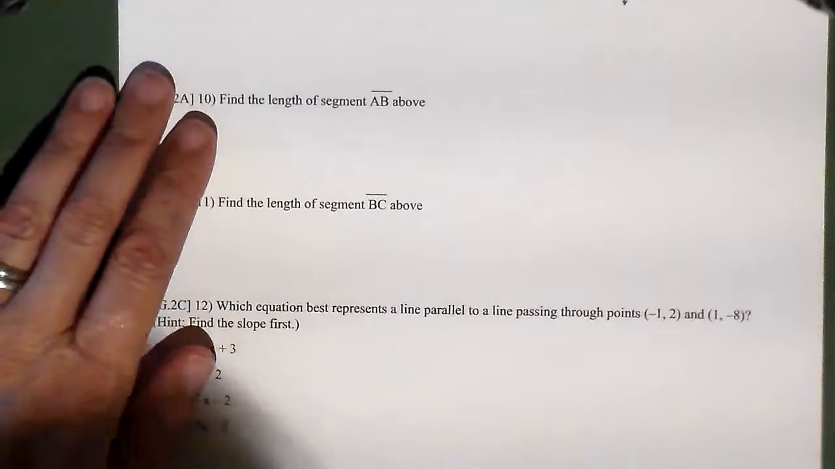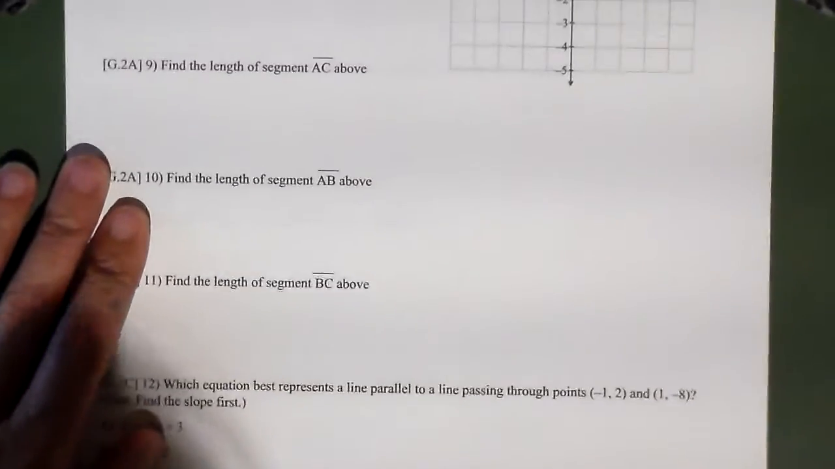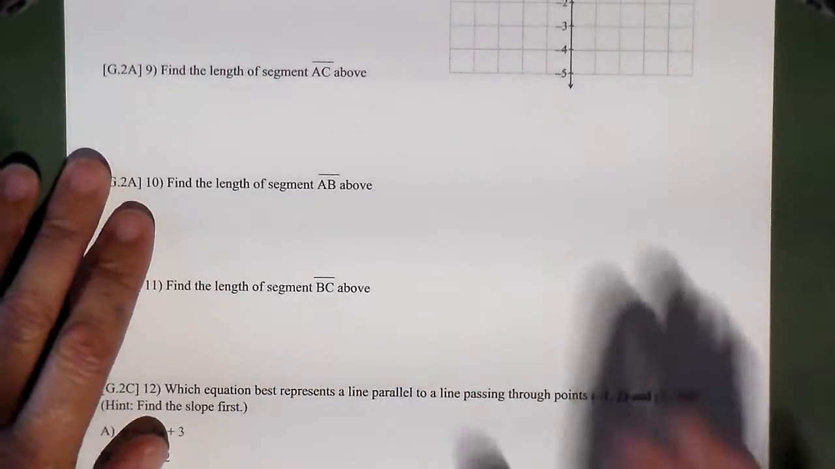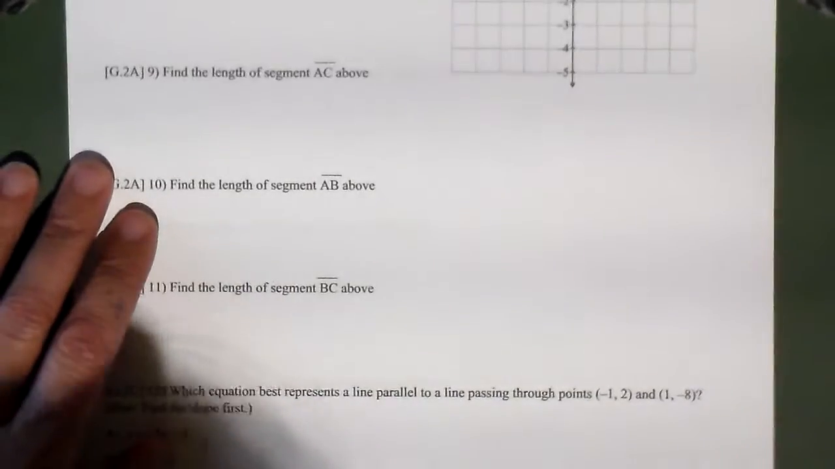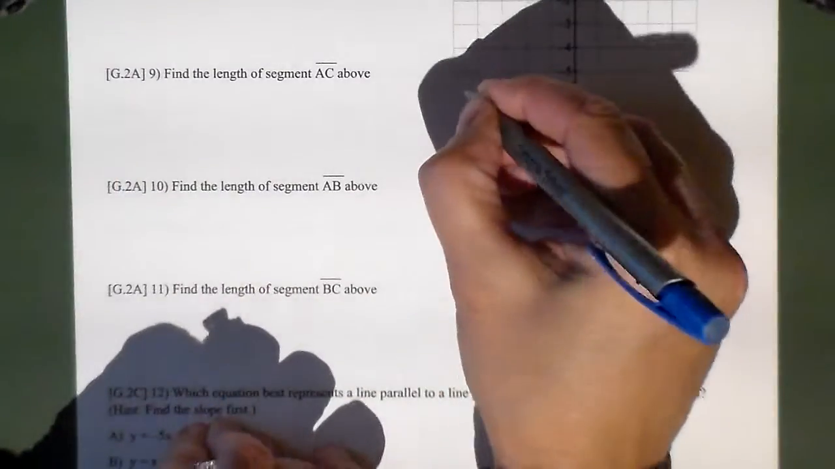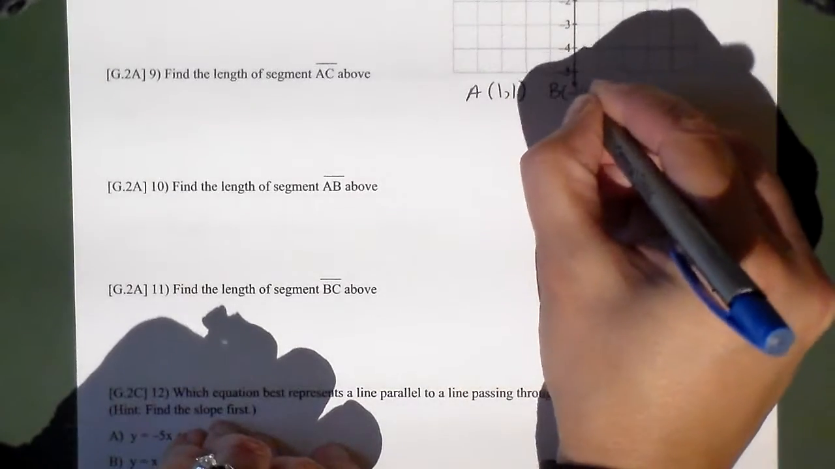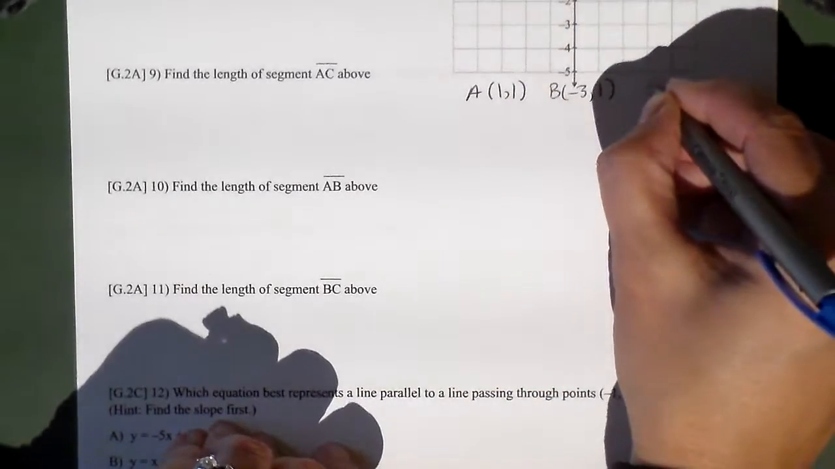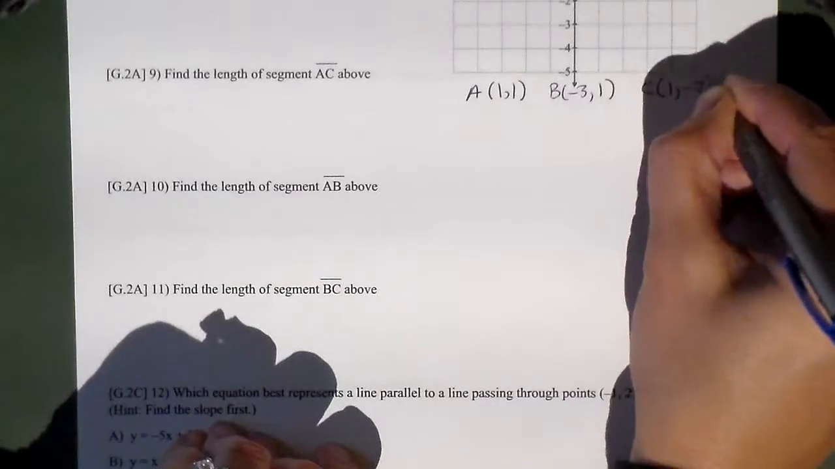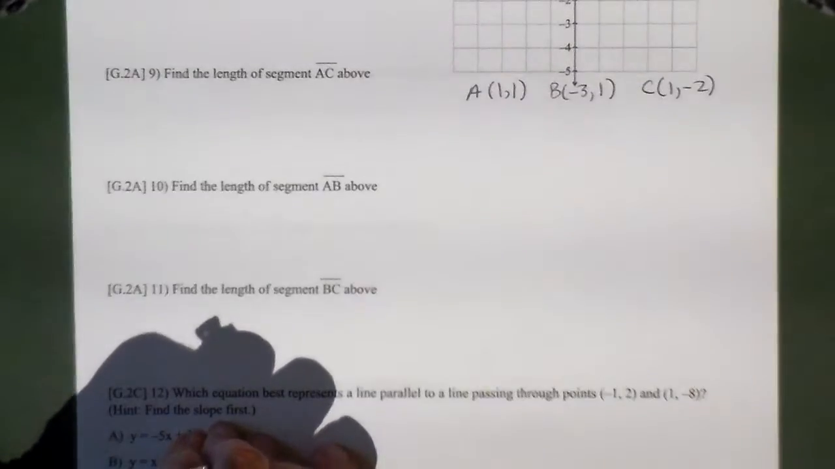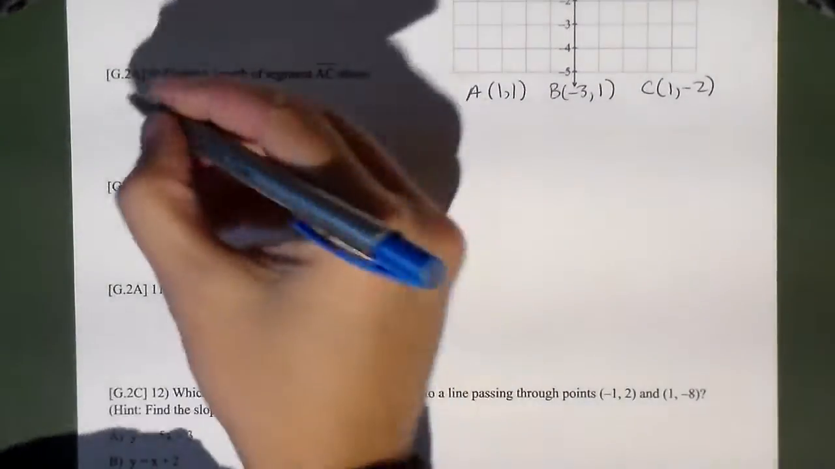We got one more set. Okay, so here, all you had to do was use the distance formula for the points above. And I'm going to put the points here so you can see them. A is 1, 1. B is -3, 1. And C is 1, -2. Now, what you had to do is find the distance for each one.